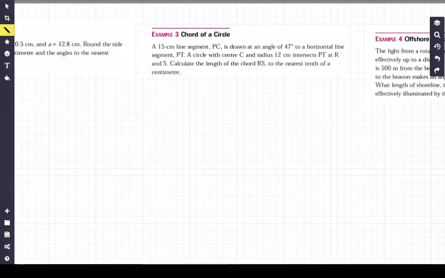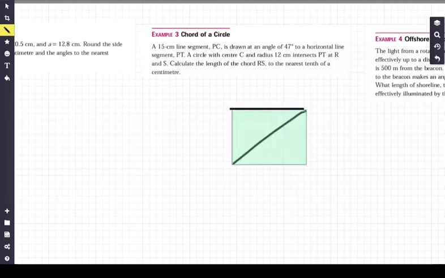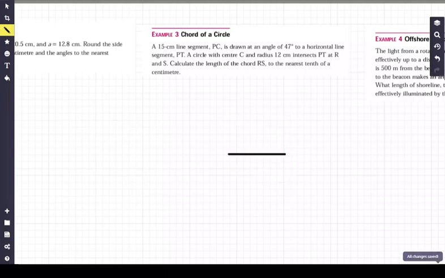Quarter of a circle. 15 centimeter line segment, PC. So I'm going to draw that, PC. This is drawn to an angle of 47 degrees to a horizontal. So remember what I meant: a horizontal line is something like this. The 47 degrees is always going to be the angle of elevation or the angle of depression. So it would have been either like this or this. I'm going to draw it like this because I feel like that's better. So this is 15 centimeters.